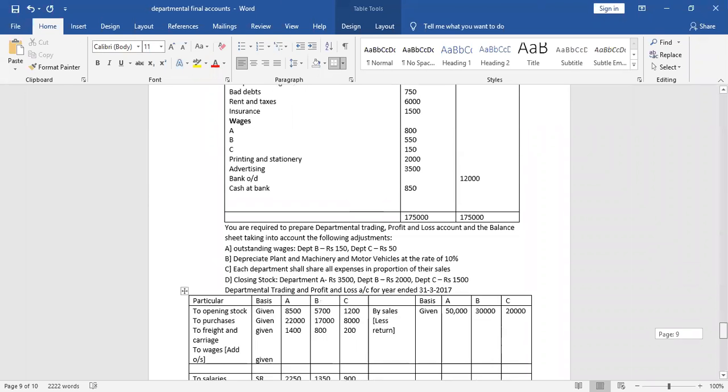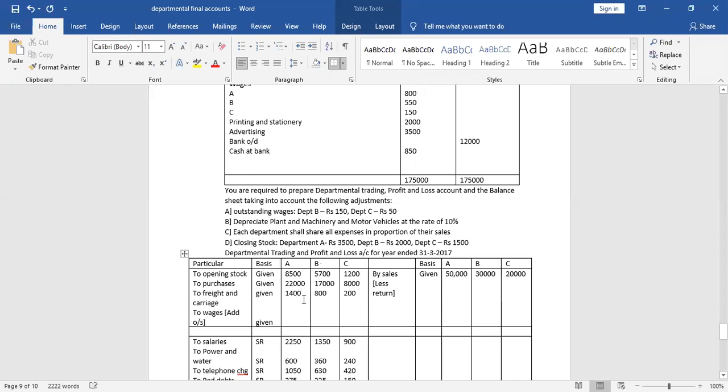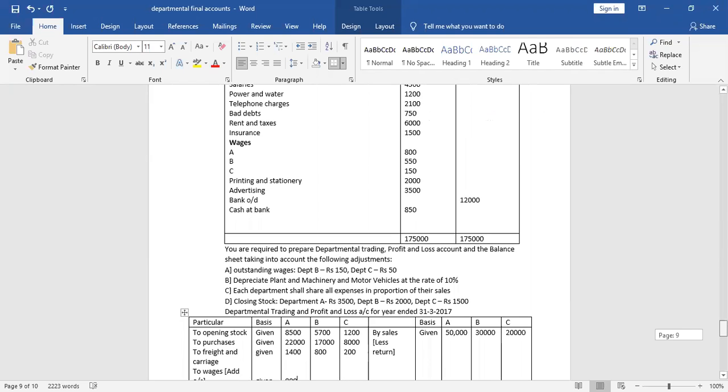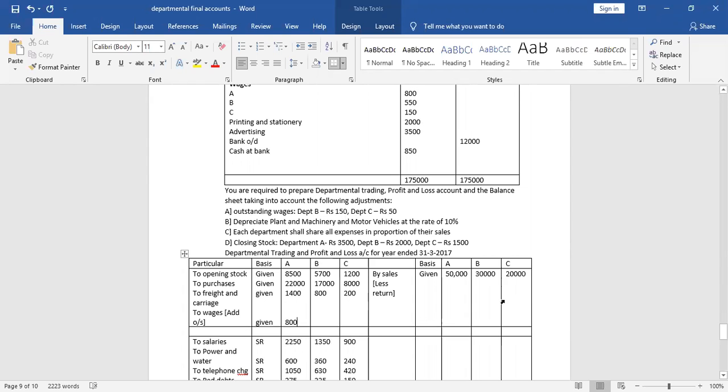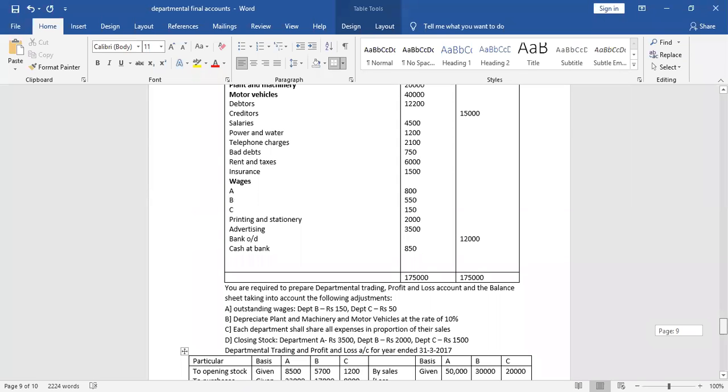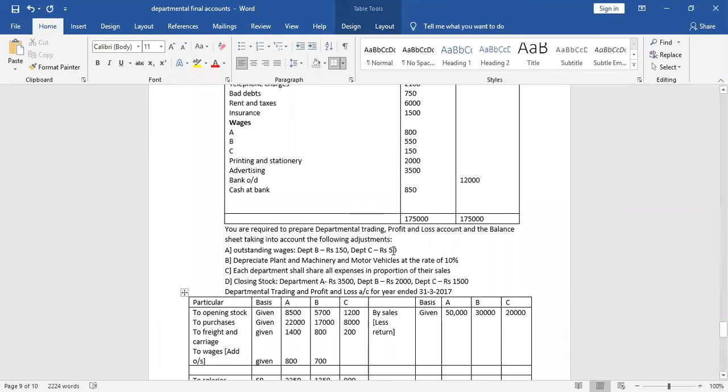Wages of A department is 800. Wages of B department is 550 plus outstanding 150. 550 plus 150 is how much? 700. We add the outstanding. And C department's wages is 150 and the outstanding is 50. So 150 plus 50 is how much? 200. We have done it by adding the outstanding.